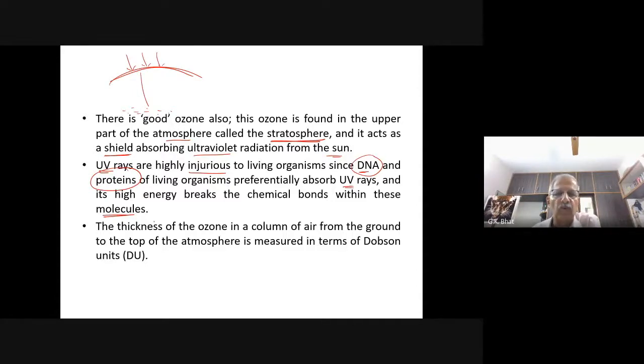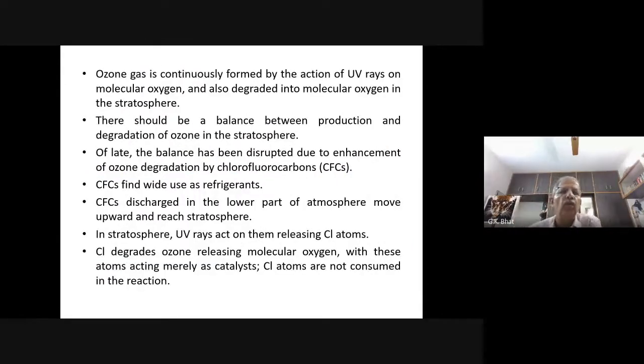The thickness of ozone, this is what is important. How much thickness? The thickness of ozone in a column of air from the ground to the top of the atmosphere is measured in terms of what is known as the Dobson unit, DU. You must always know that ozone is measured in terms of the Dobson unit. Now let us see about this ozone. Ozone gas is continuously formed by the reaction of UV rays on molecular oxygen.